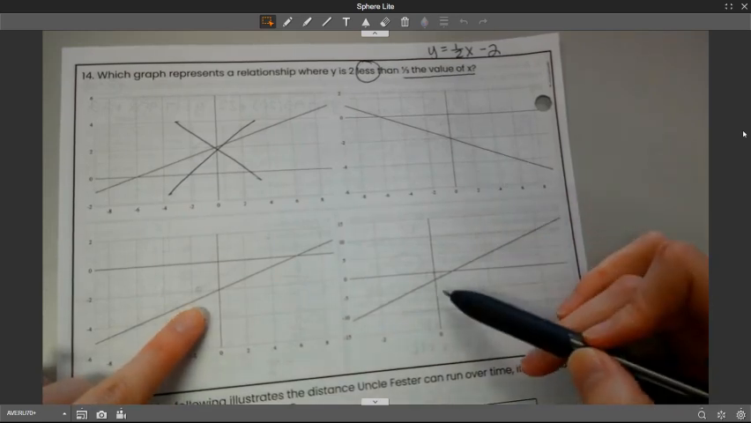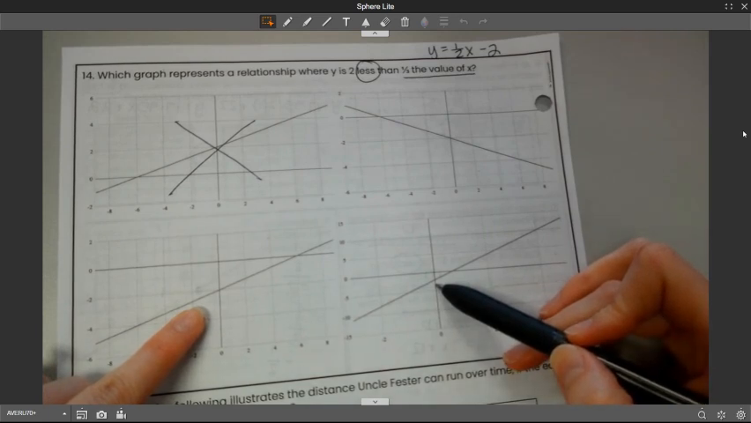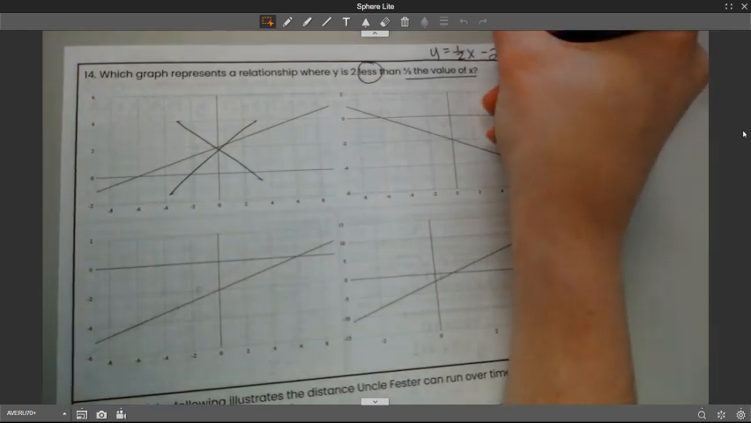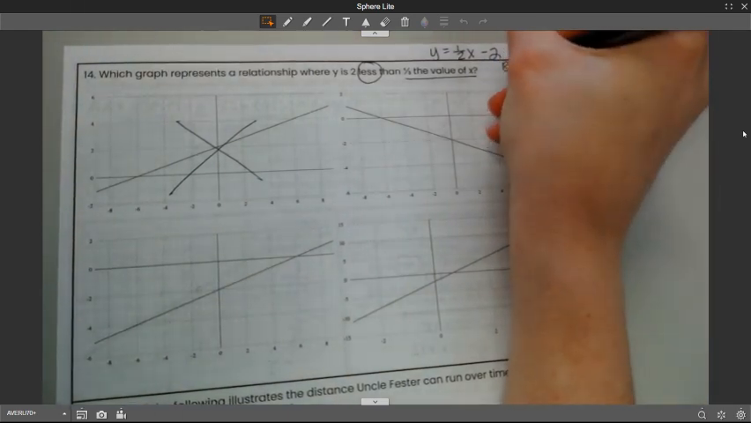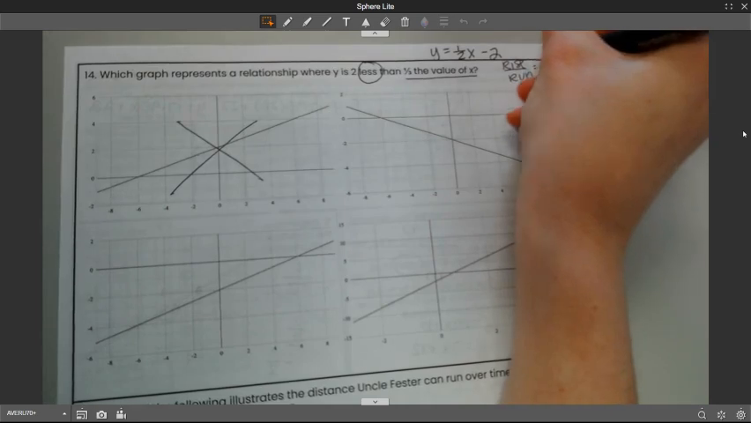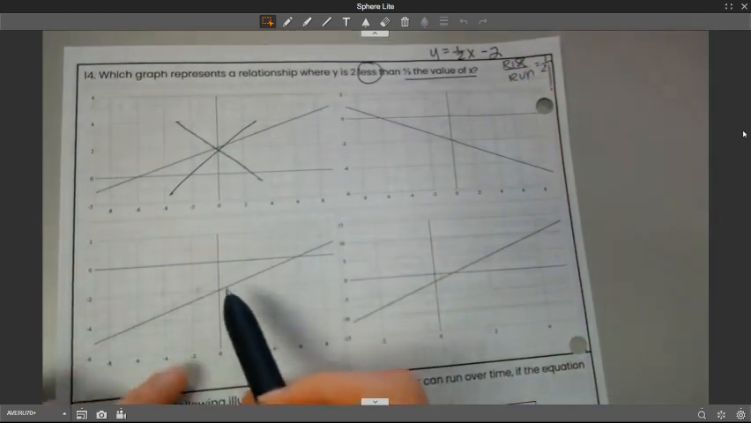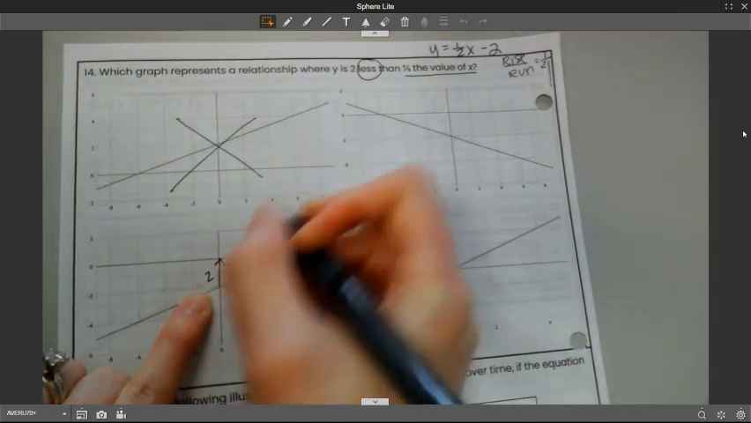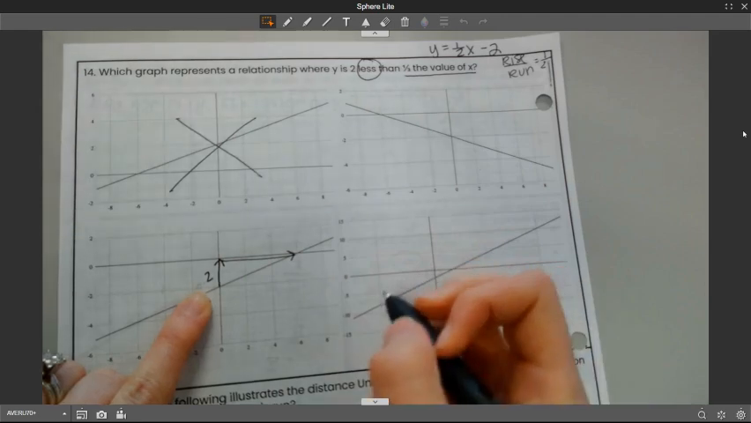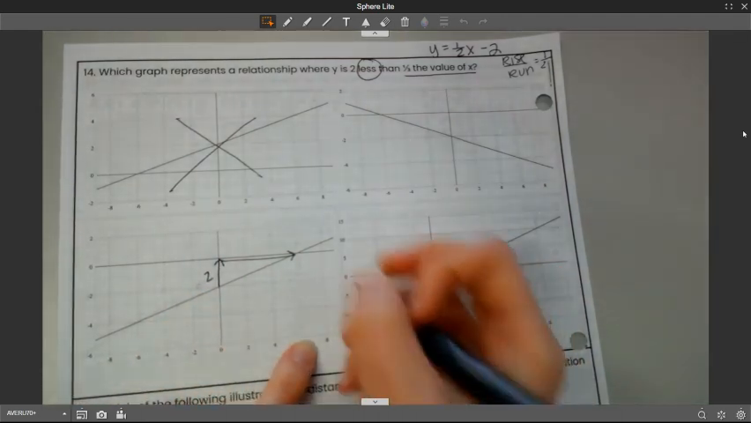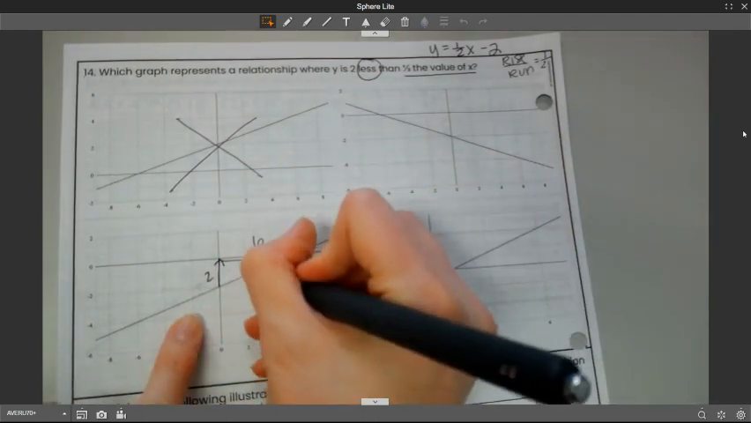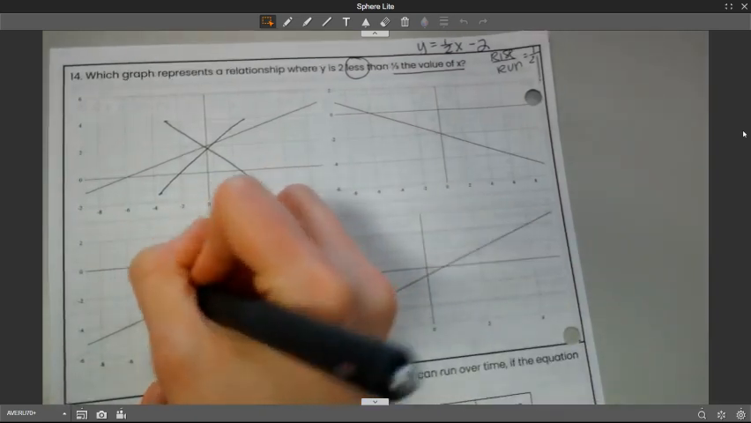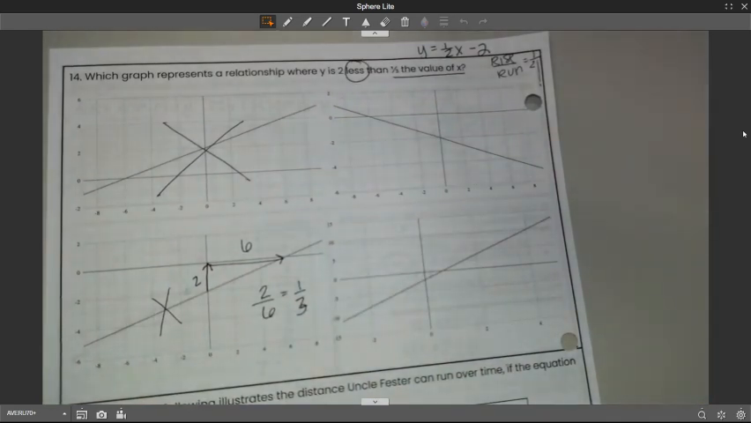Y-intercept is at -2. Here, it might be at -2, but it's kind of hard to tell. So I'm not going to cross this one out just yet. Then we're going to follow our rise over run for our slope. So that tells me I need to go up 1 over 2. So here, I go up 2, and we run over 2, 4, 6. Make sure you pay attention to the scale. So rise over run, 2 over 6 simplifies to 1/3, not 1/2. So that doesn't work.